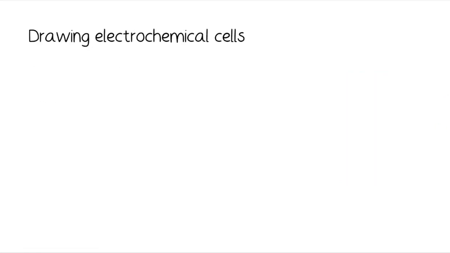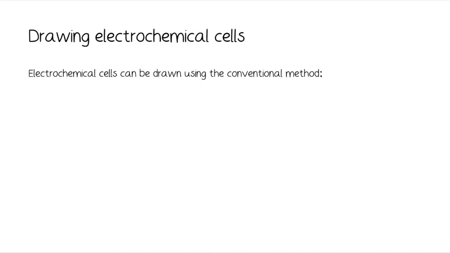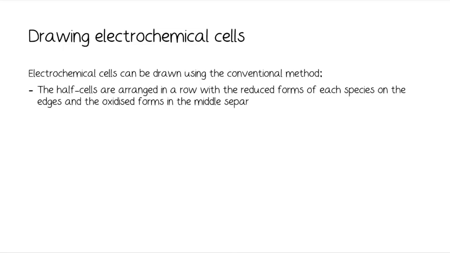So when it comes to drawing electrochemical cells, we can draw them in the way that those illustrations showed, but we can also use something called the conventional method as well. This is where the half cells are arranged in a row with the reduced forms of each species on the edges and the oxidized forms in the middle, separated by a vertical line. So I know I've just said a lot of words there, but I'll show you a diagram and it'll make more sense.